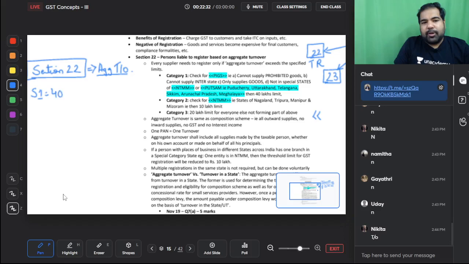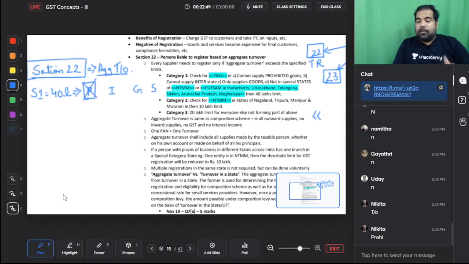Step 1, there is a limit of 40 lakhs if you satisfy the condition of PIGS. Let's see what this PIGS is. You should not be dealing in prohibited goods: ice cream, pan masala, aerated water, tobacco. You should not be trading, you should not be manufacturing, nothing. In the composition scheme, you could trade in it, but here you can't even trade, you can't even manufacture.